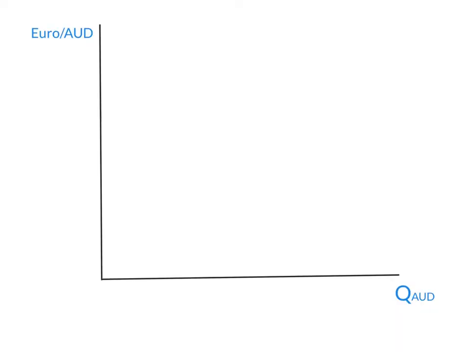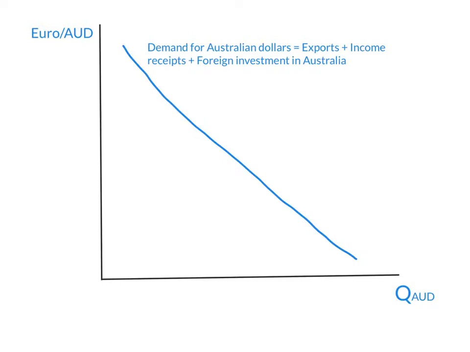Let's start by drawing the demand curve for Australian dollars. So here we have on the vertical axis the price of an Australian dollar in euro, the number of euro you have to give up to buy 1 Australian dollar. And we're going to have the quantity of Australian dollars down here on the horizontal axis. And the demand for Australian dollars will be shown by this downward sloping blue line. As normal, the demand curve shows us, for any price of an Australian dollar, the quantity of Australian dollars that people would like to buy given that price, or given that exchange rate.